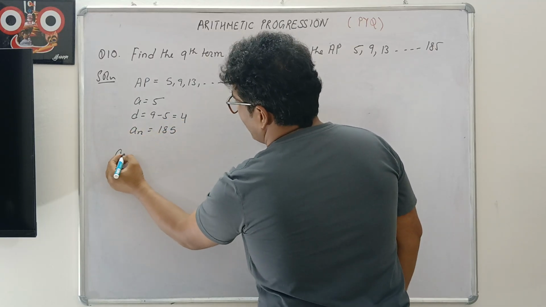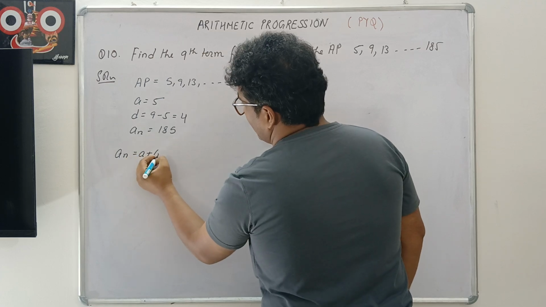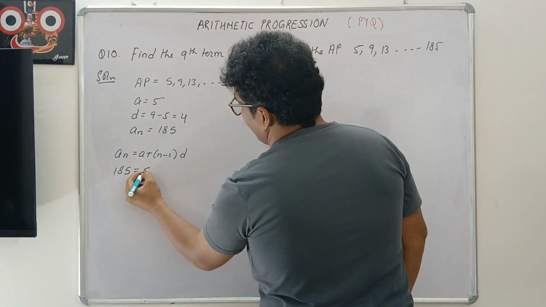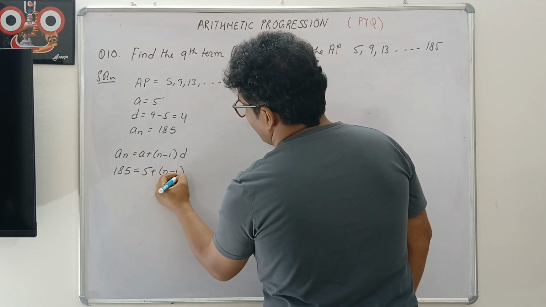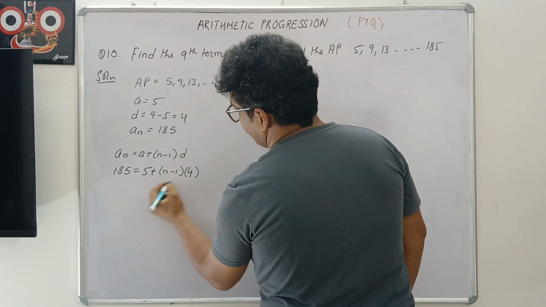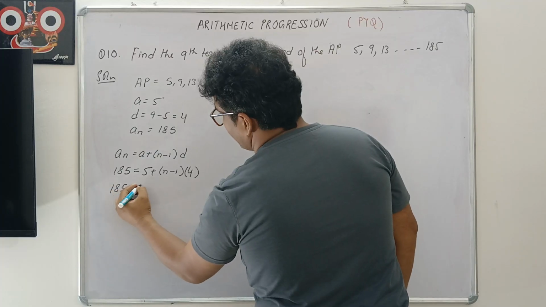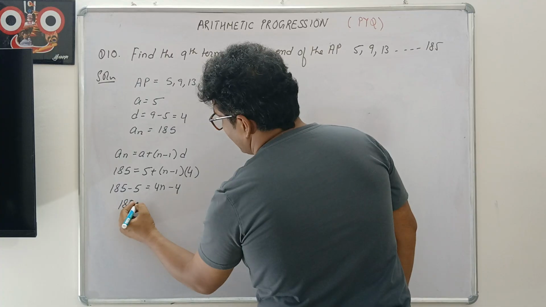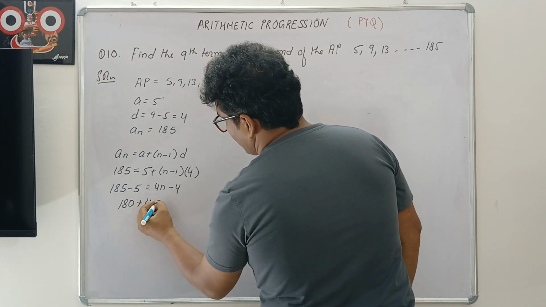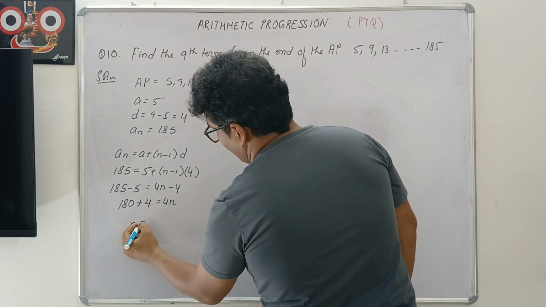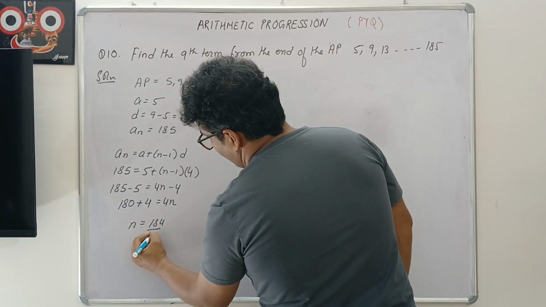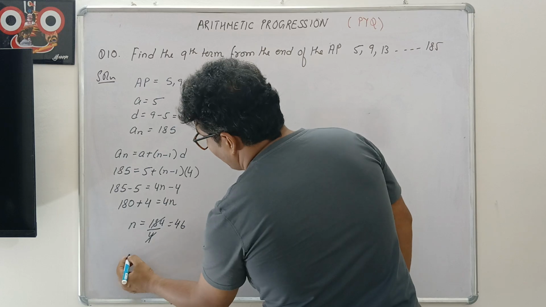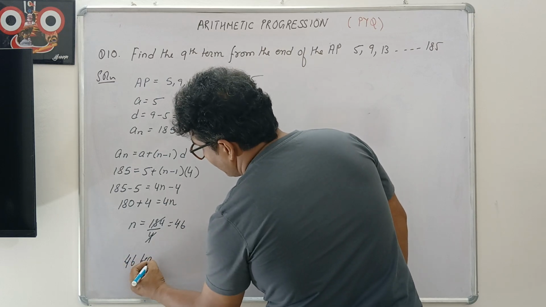Now first find out how many terms are there. 185 equals 5 plus (n minus 1) times 4, D is 4. Okay, so this is 185 minus 5 equals 4n minus 4, that is 180 plus 4 equals 4n, and n is 184 by 4, that is 4 4s are 16, 4 6s are 24. So there are 46 terms.